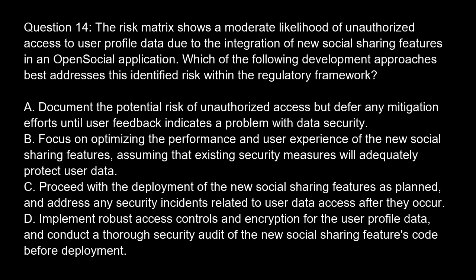Option A. Document the potential risk of unauthorized access, but defer any mitigation efforts until user feedback indicates a problem with data security. Option B. Focus on optimizing the performance and user experience of the new social sharing features, assuming that existing security measures will adequately protect user data. Option C. Proceed with the deployment of the new social sharing features as planned, and address any security incidents related to user data access after they occur. Option D. Implement robust access controls and encryption for the user profile data, and conduct a thorough security audit of the new social sharing features code before deployment.